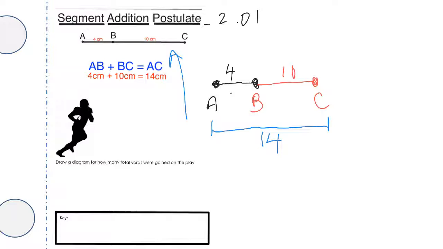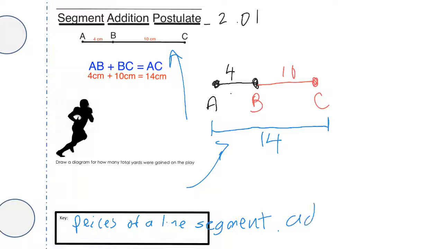So basically, here's a little diagram of it, and this is just explaining it. But the key here, for the segment addition postulate, is that the pieces of a line segment add up to the whole segment. So those pieces just add up to the total.